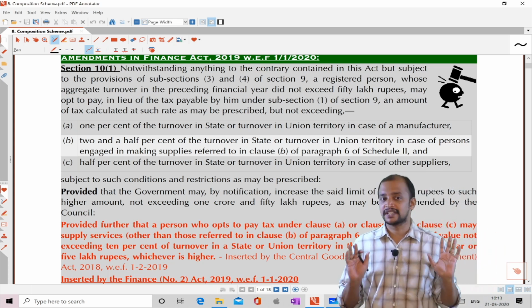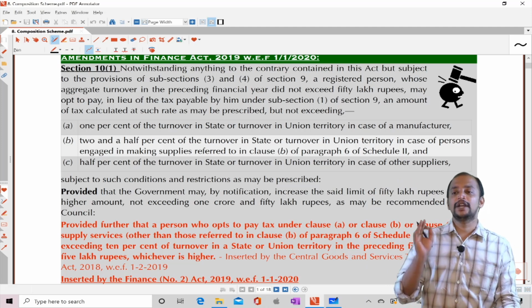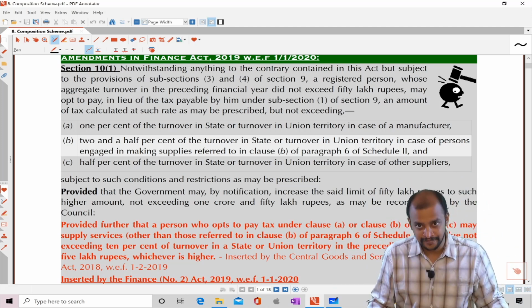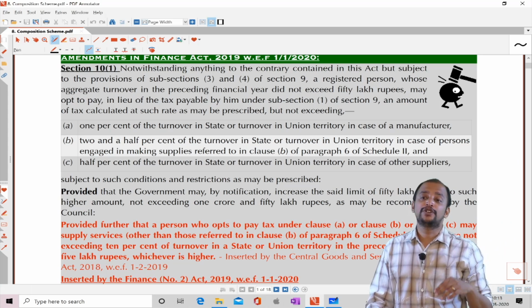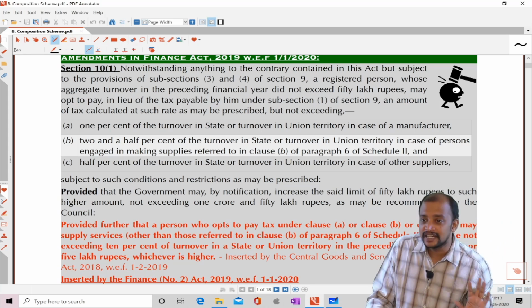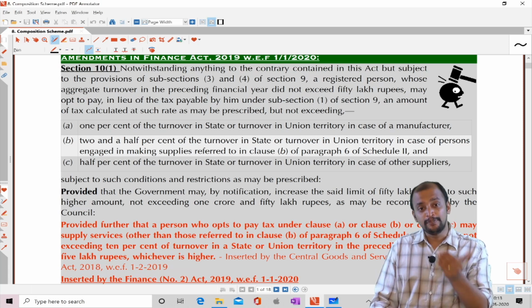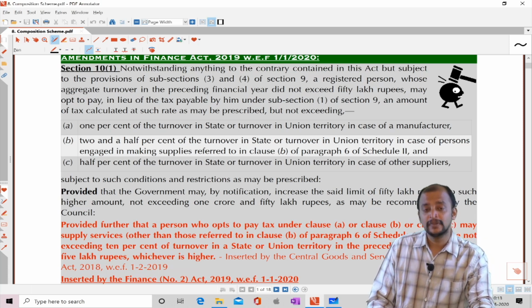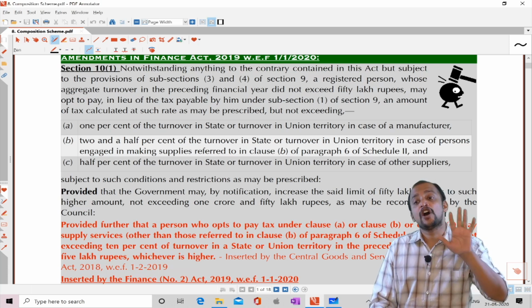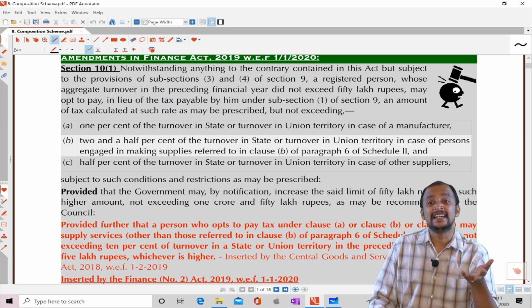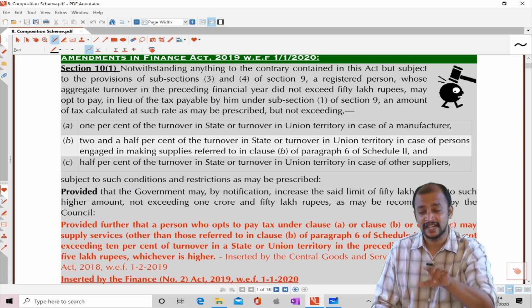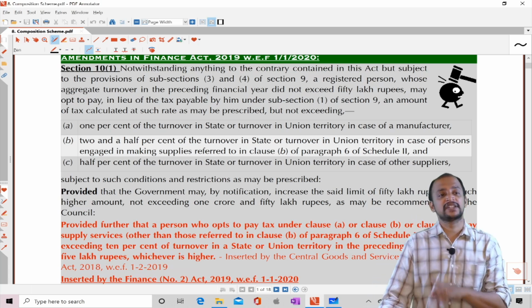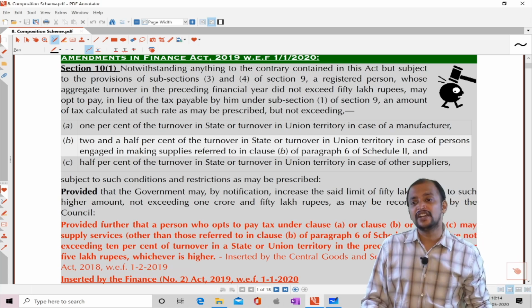Again I am repeating the question, carefully listen. You are a person opting for composition scheme. You made some inward supplies on which you are required to pay GST under RCM. Up to that clear? Now to pay that GST under RCM, whether you need to take the normal rate or the rate of composite tax that is applicable to you, because when you are under composition scheme a special rate is applicable to you, whether you need to take the special rate or the normal rate.